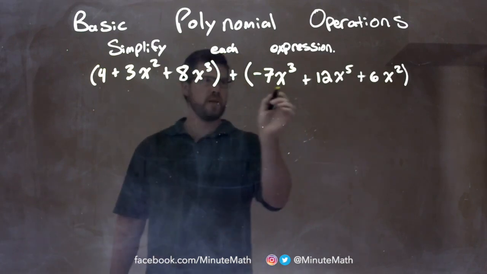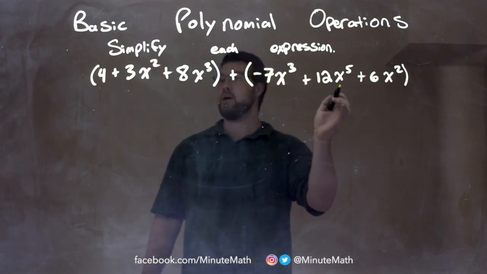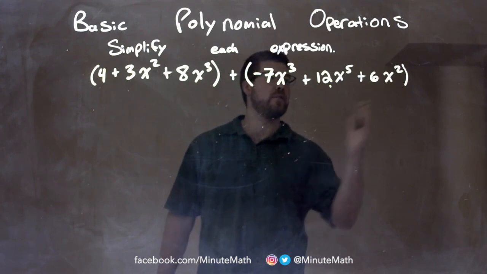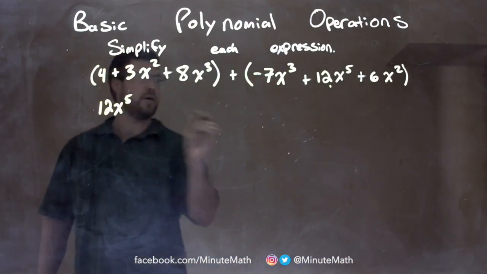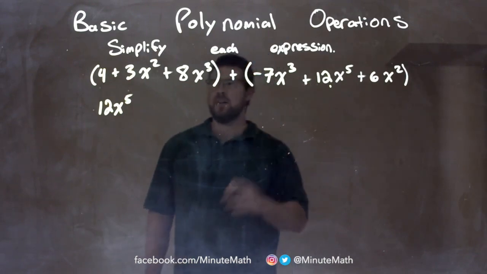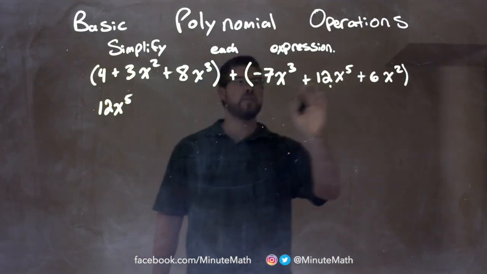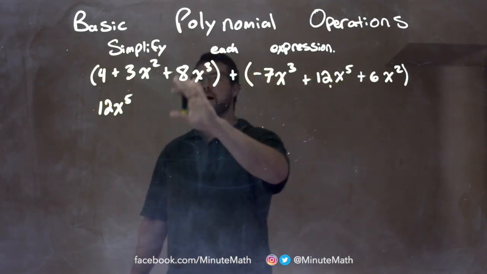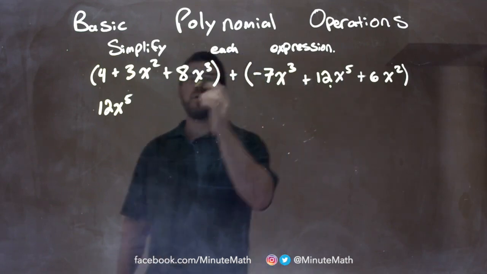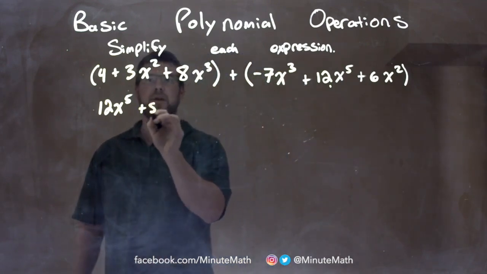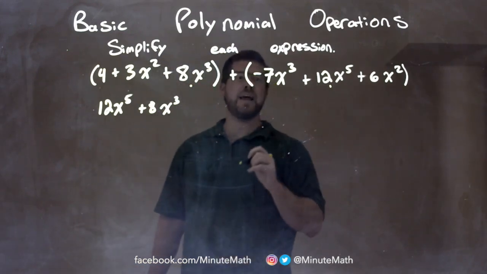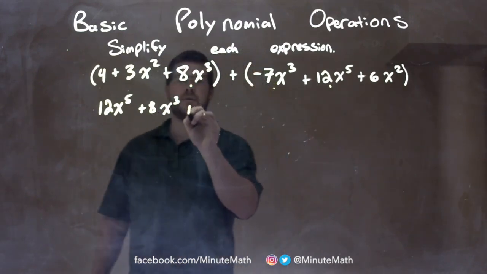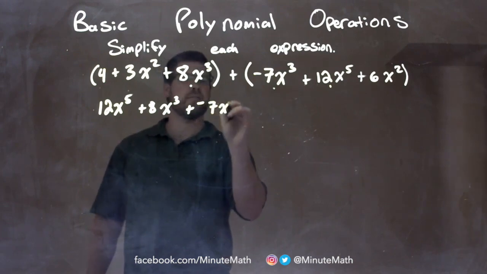Well, the highest degree I see is to the fifth power right here, right? I have 12x to the fifth, so I'm going to put that out front, 12x to the fifth power. And again, I put a dot underneath showing that I've brought that down. Next highest degree, well, I don't see anything to the fourth power, but I see to the third power. We have 8x to the third plus 8x to the third right here. And then I have a negative 7x to the third. So plus a negative 7x to the third.